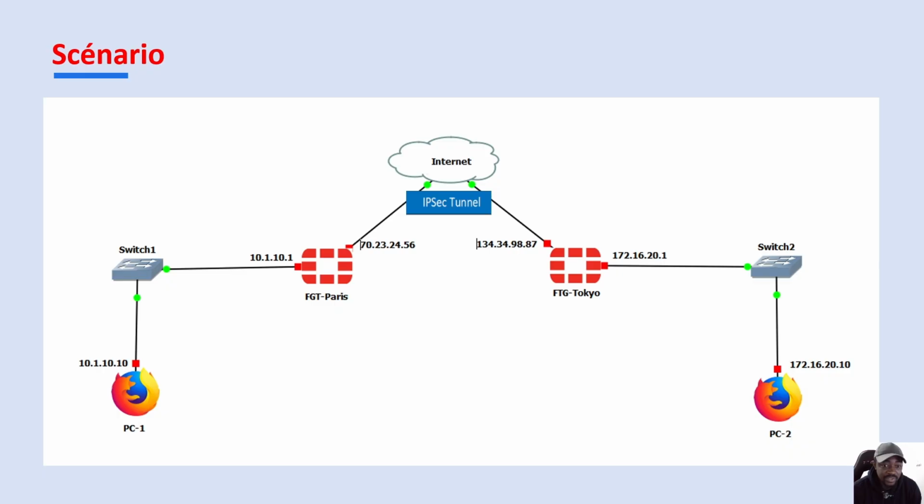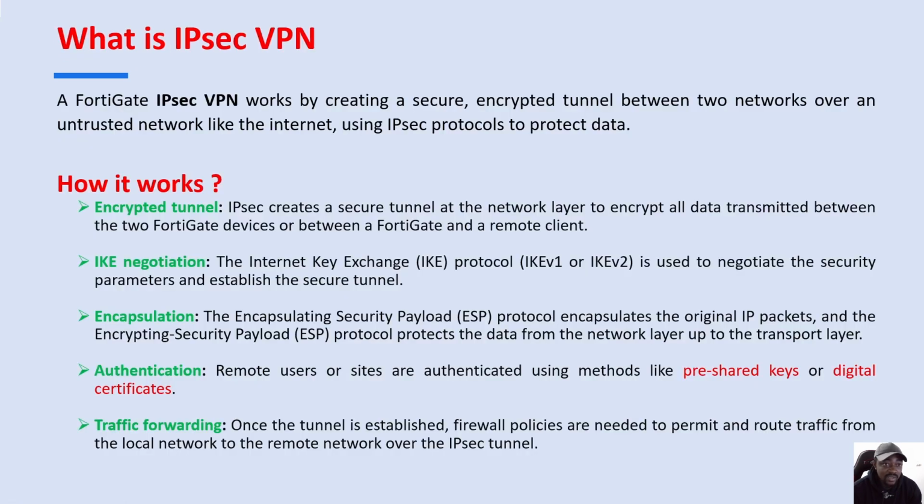So before jumping into the deployment, let's quickly explain some key concepts of IPsec tunnels. So what is an IPsec VPN tunnel? This is a way of creating a secure and encrypted tunnel between two remote networks over an untrusted network such as the internet. So how it works is you initiate the encrypted tunnel configuration from each firewall.